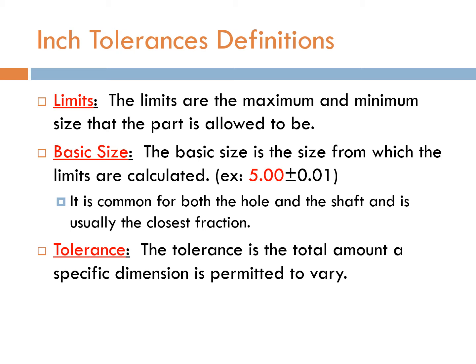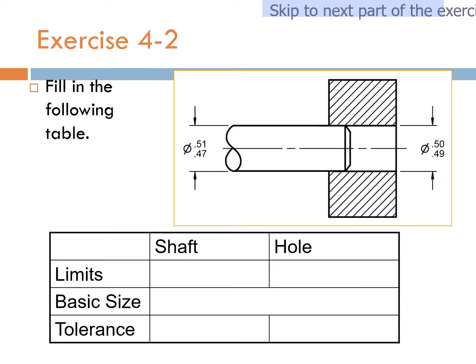Tolerance is the difference of those two values. So it is the value that you permit to vary. Let's work on an exercise over here. Here we have a shaft, we have a hole, and we want to fit these two parts together. You look at the shaft, then we mark the diameter to be 0.51 and 0.47.